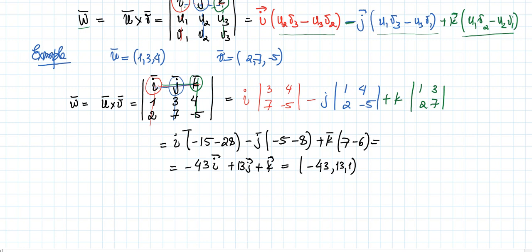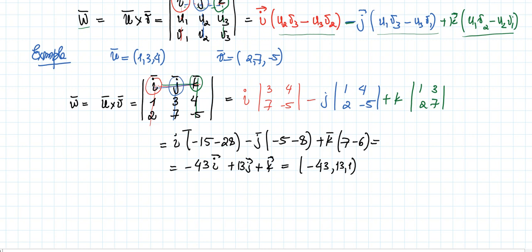Okay? So there are a lot of operations we're doing here, right? And maybe it is possible that you're mistaken somewhere, right? But it is always possible to check your answer. So do you know how to check this answer? For example, I've got a cross product of U and V. This is equal to minus 43, 13, and 1. How can we check this? We just need to multiply this omega by U as a dot product and check whether this is equal to 0. And we need to multiply omega by V as a dot product and check whether this is equal to 0, right?